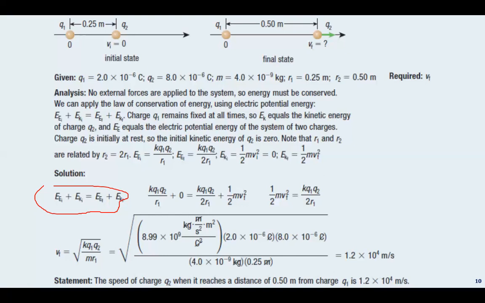Let's put all the values in. We have the VF, the final speed of Q2, equals 1.2 times 10 to the power 4 meters per second. So the statement is the speed of charge Q2 when it reaches a distance of 0.50 meters from charge Q1 is 1.2 times 10 to the power 4 meters per second. Any questions?